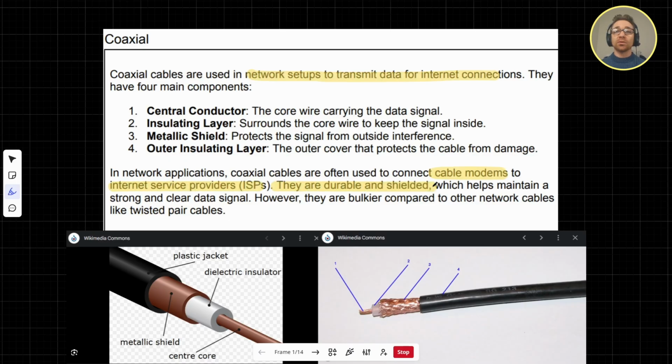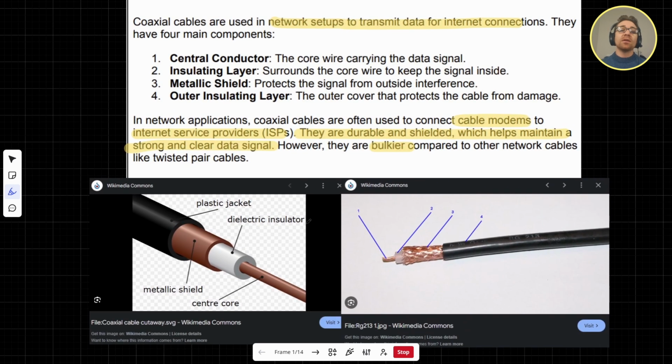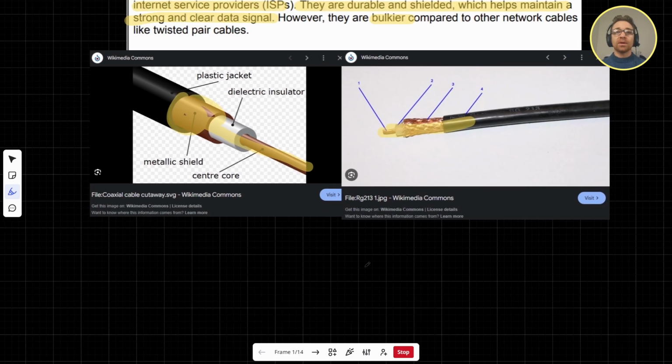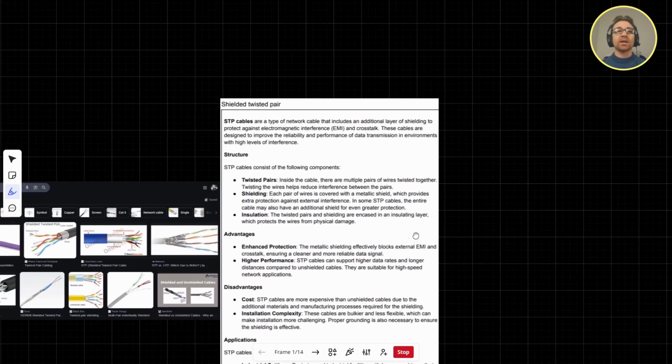They are durable and shielded, which helps maintain a strong and clear data signal, but they are pretty bulky, right? Now, basically, you just need to know that they're used for cable internet connections, previously existing television infrastructure, and they look something like this, all right? You should be able to visually identify them, okay? They use the F-type connector, which we'll talk about in more detail coming up, but that's pretty much what you need to know about the coaxial cable.